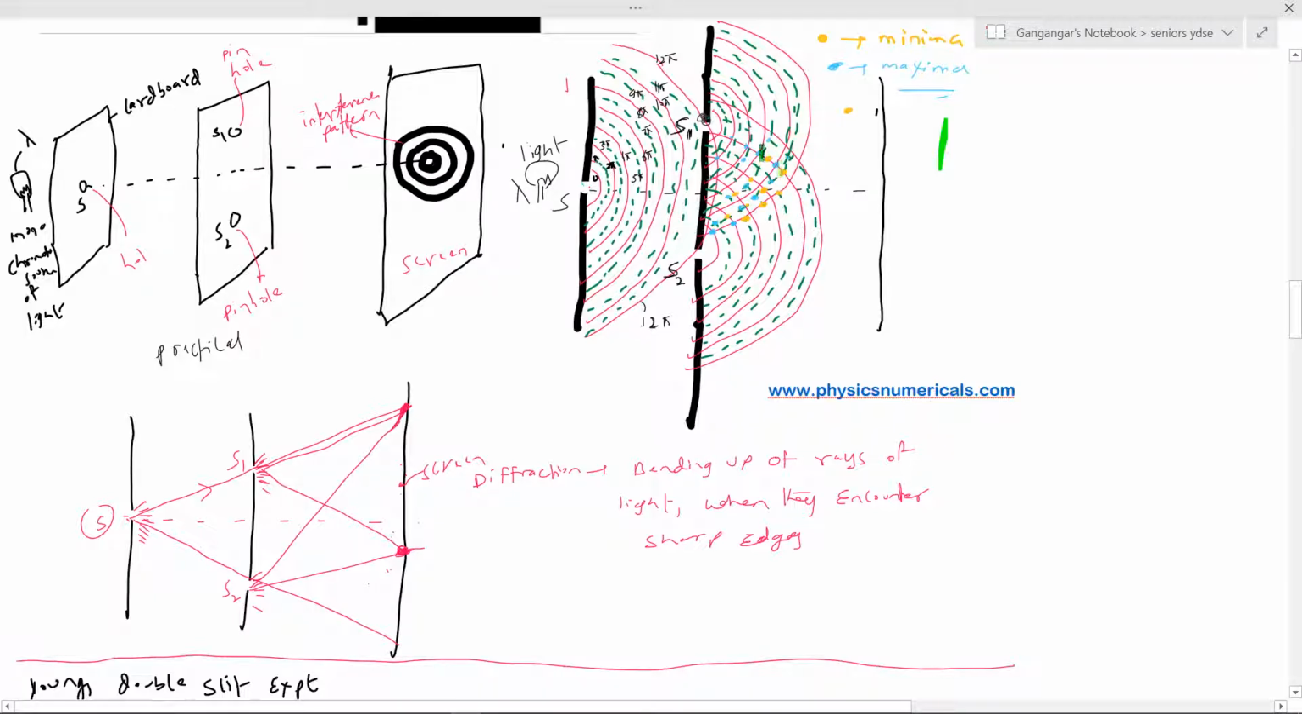Means the intensity at this point will definitely be more than that due to an individual source. This is what happens in the interference phenomenon. So what are the basic ideas? S1, S2 are coherent sources. The light emitted by S1, S2, when it reaches different parts of the screen, undergoes superposition. Due to path difference, we see these alternate bright and dark regions.